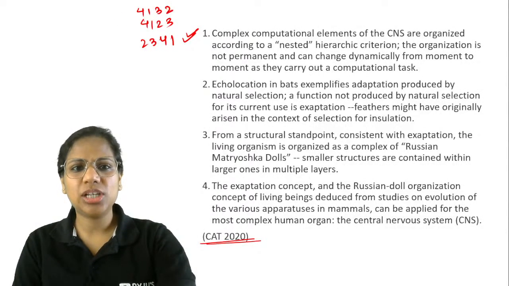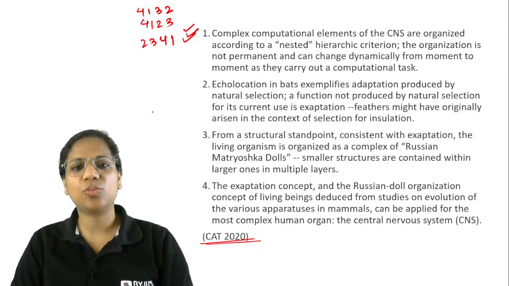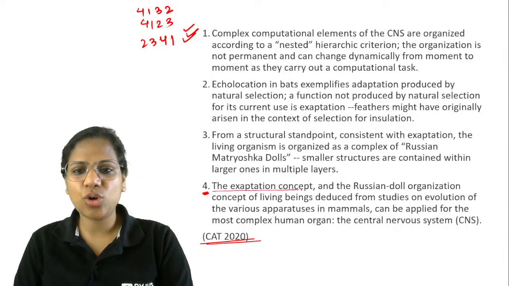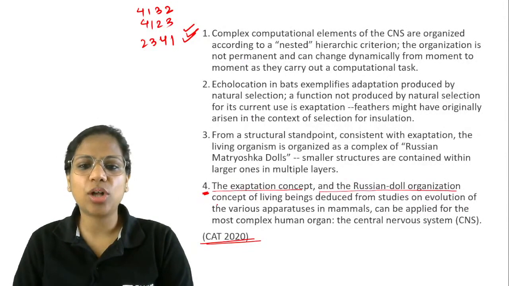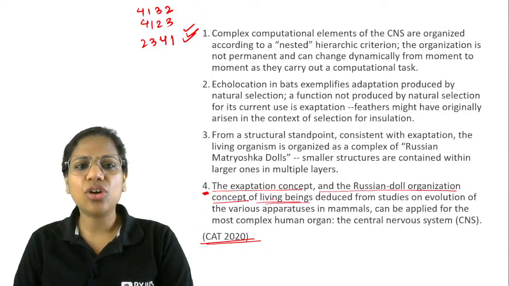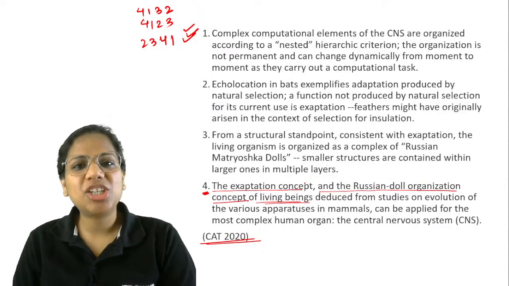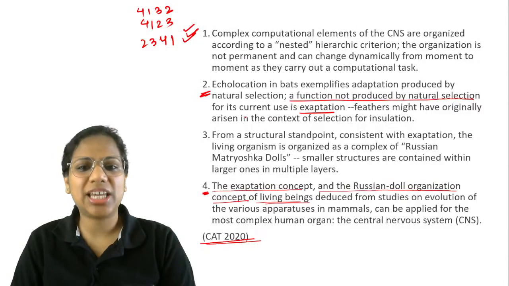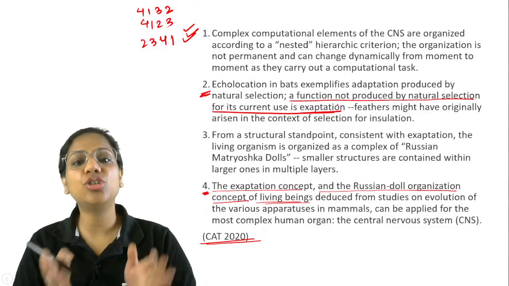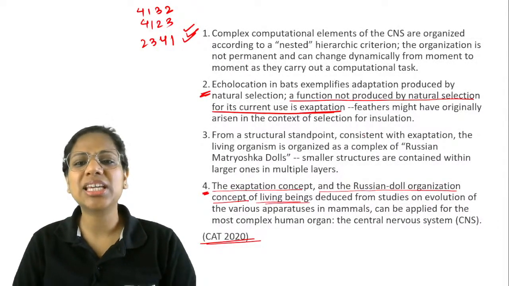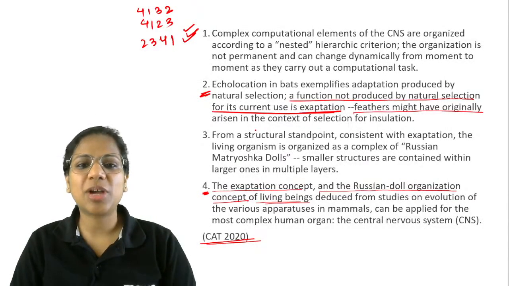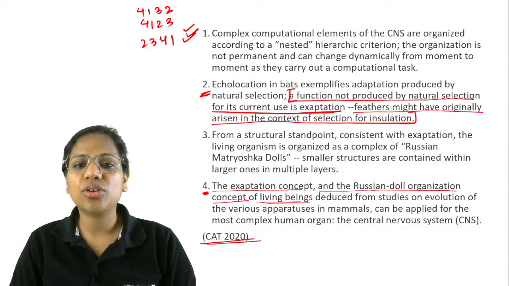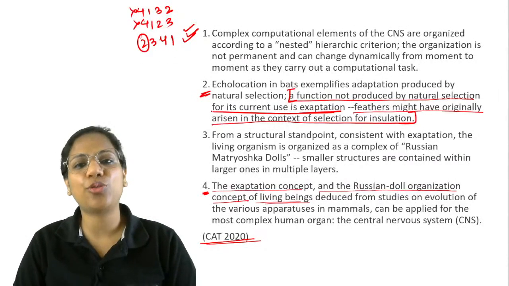Okay. So let's see whether 4 is the opening sentence or 2 is the opening sentence. If you place 4 in the beginning, it talks about two things, the exaptation concept and the Russian doll organization concept of living beings, right? So let's first define what exaptation is. Yes, that is defined in 2. A function not produced by natural selection for its current use is exaptation. Then we give an example also. Feathers might have originally arisen in the context of selection for insulation. Okay, not for flying. So first we define it, and therefore 2 should be the opening sentence, not 4.